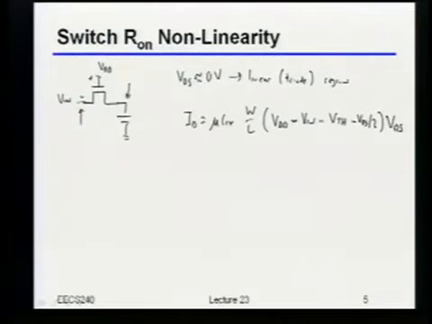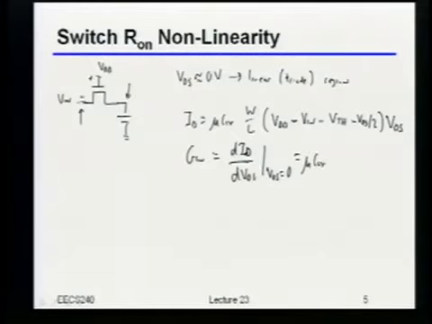And then if we wanted to know the effective resistance, or in this case the effective conductance, we just take the derivative of this as a function of VDS at VDS equals 0, which of course just gives us mu C aux W over L times VDD minus Vin minus VTH. Okay? Let me rewrite that just so it's clear. There. Okay? So why did I bother going through this whole thing?